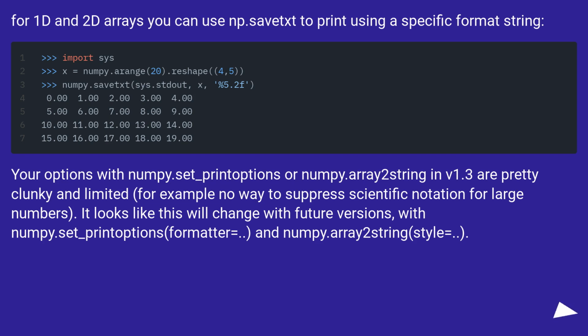Your options with numpy.set_printoptions or numpy.array2string in v1.3 are pretty clunky and limited. For example, no way to suppress scientific notation for large numbers. It looks like this will change with future versions, with numpy.set_printoptions formatter equals and numpy.array2string style equals.